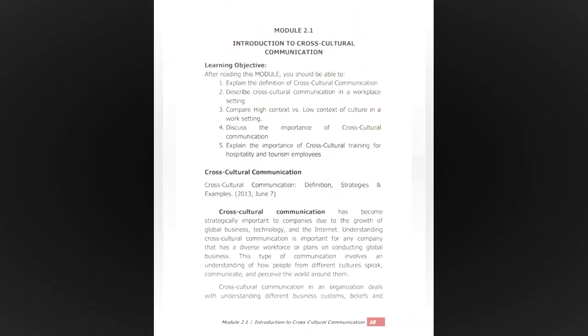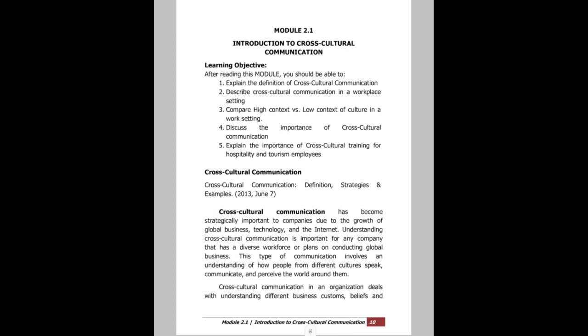For today's lesson, we are going to talk about Module 2.1, which is the Introduction to Cross-Cultural Communication. For the learning objectives, after reading this module, you should be able to: number 1, explain the definition of cross-cultural communication. Number 2, describe cross-cultural communication in a workplace setting. Number 3, compare high context versus low context of culture in a work setting. Number 4, discuss the importance of cross-cultural communication. And number 5, explain the importance of cross-cultural training for hospitality and tourism employees.